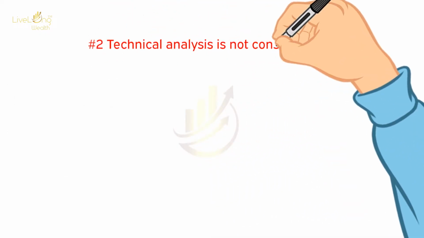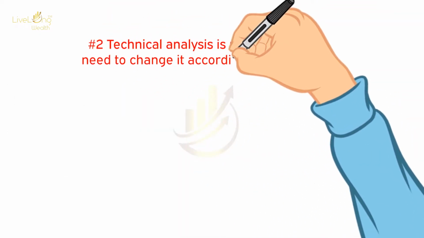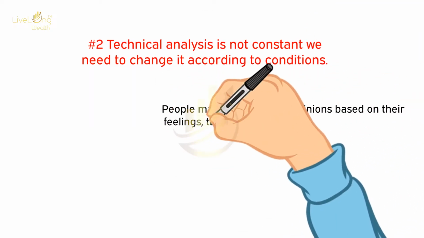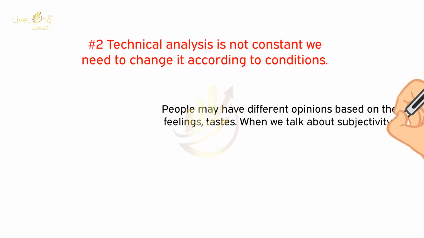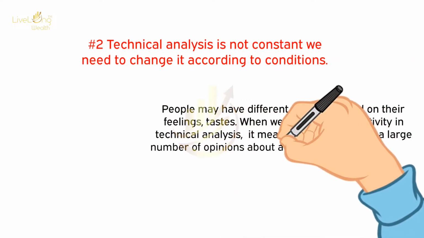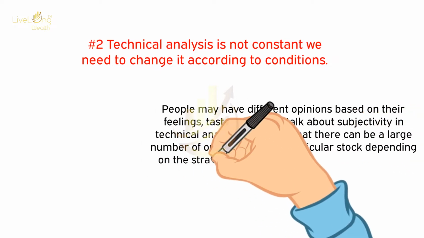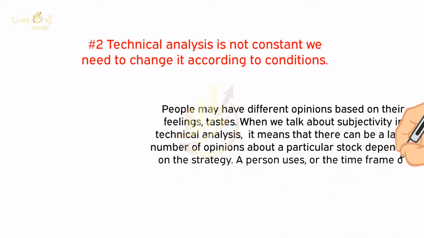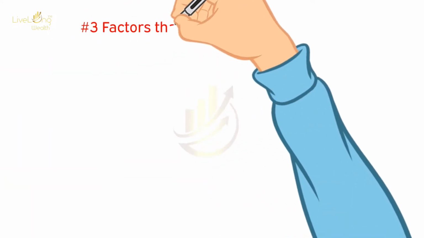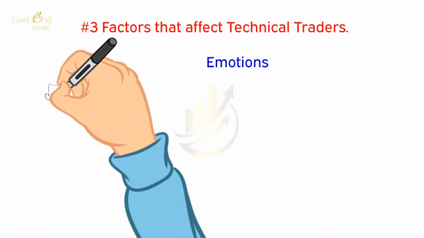Number 2. Technical analysis is not constant. We need to change it according to conditions. People may have different opinions based on their feelings, tastes. When we talk about subjectivity in technical analysis, it means that there can be a large number of opinions about a particular stock depending on the strategy a person uses, or the time frame on which he or she sees the charts.